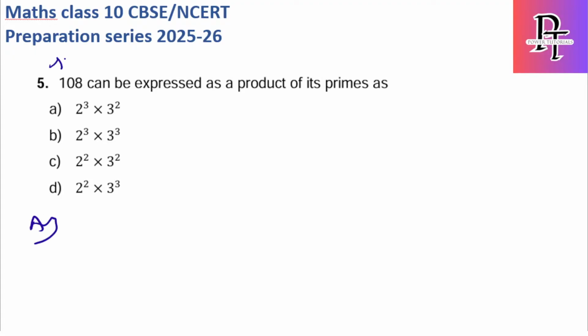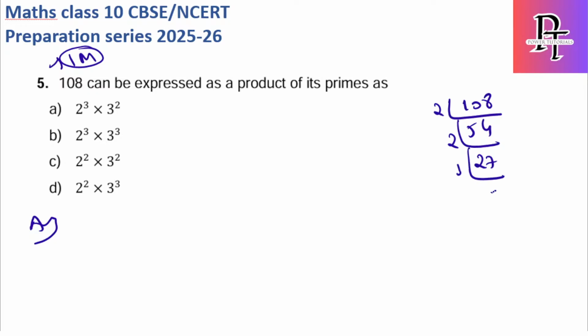Okay, again a similar type. This is very important for 1 mark. You will definitely get at least one MCQ related to this topic, where they will provide you a number and ask you to express it in terms of its prime factors. So 2 into 27 and 3 into 9, so 3 cube. 3 cube and 2 square, which is option D.